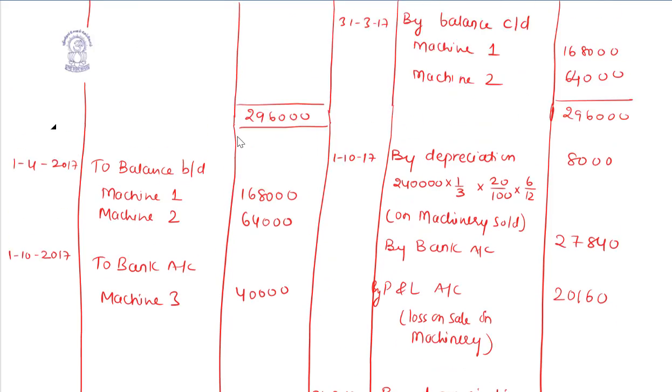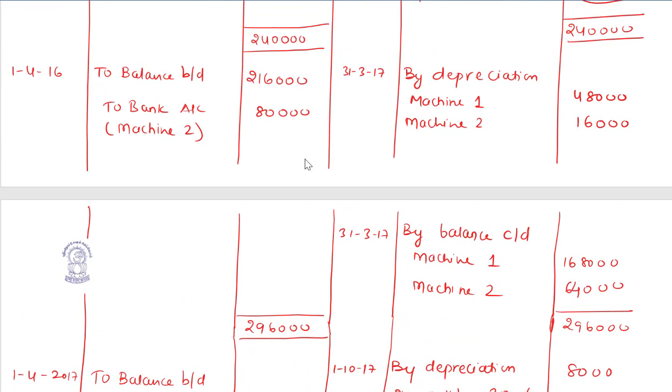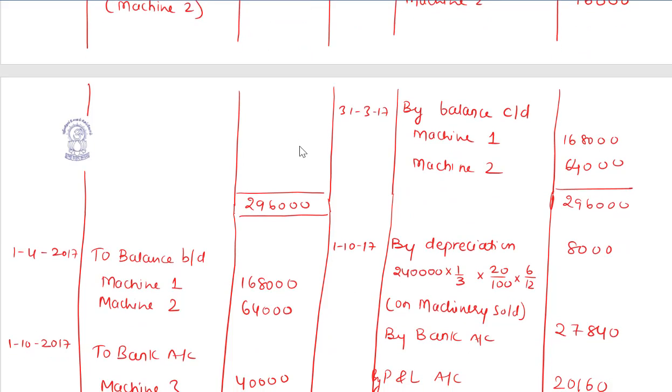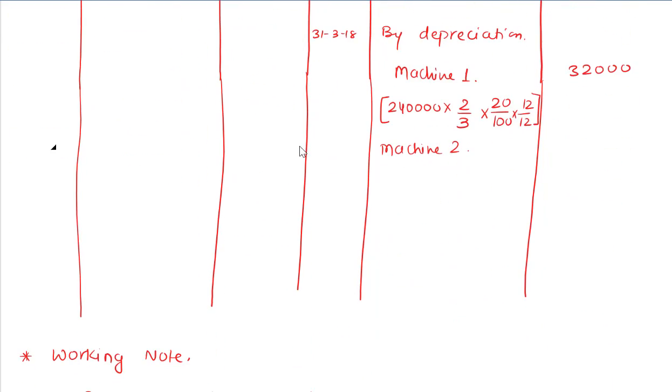We purchased machine 2 for 80,000 in year 2. As you can see over here, in 2016 we purchased this machinery for 80,000. So 80,000 multiplied by 20% for the whole year, 12 by 12. This is 16,000 on machine 2.